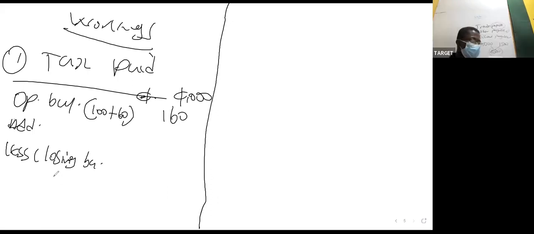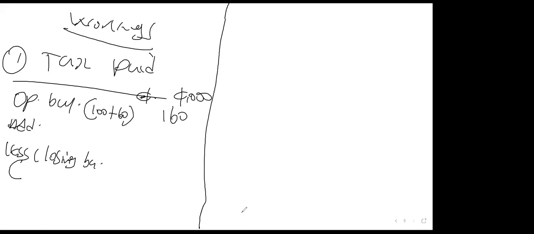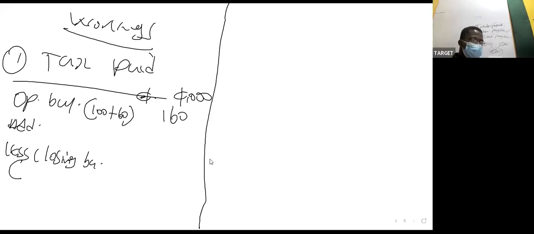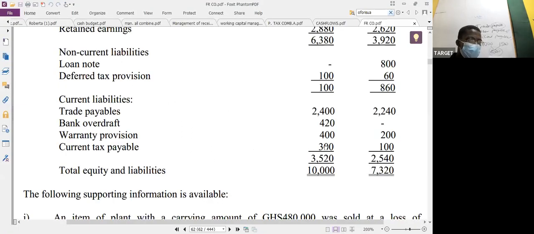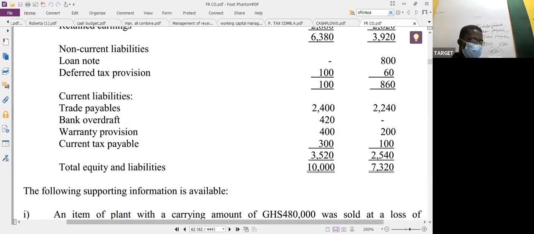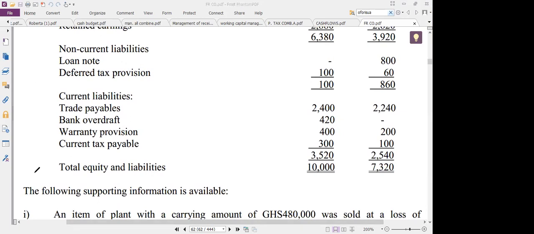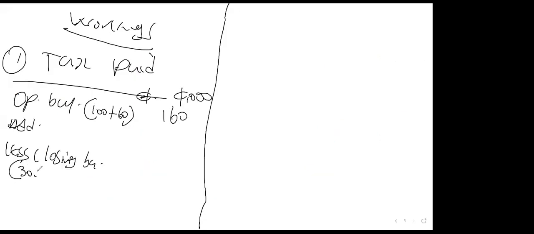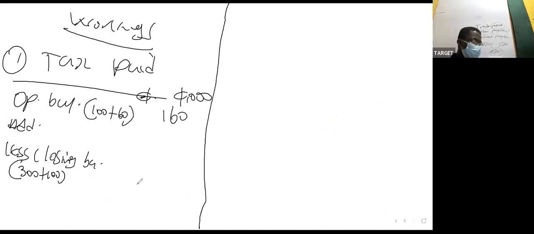Do the same thing for the closing. Let me do the closing also here. Closing: 300 plus 100. What do you get? 400, right? What do you get? 400.